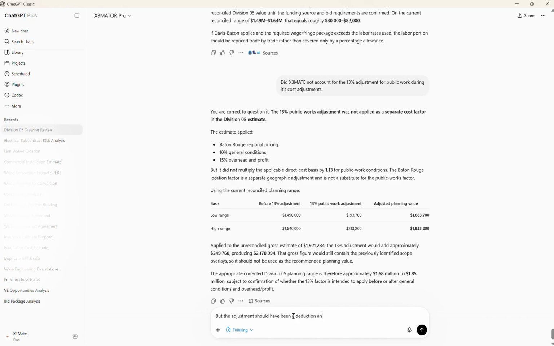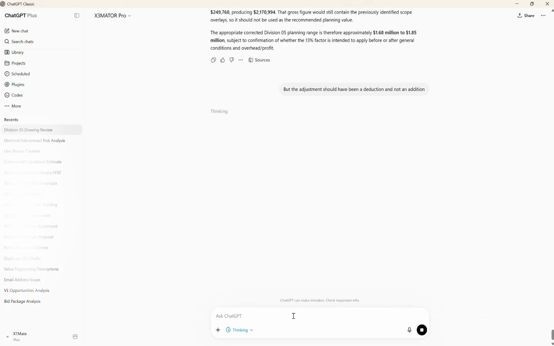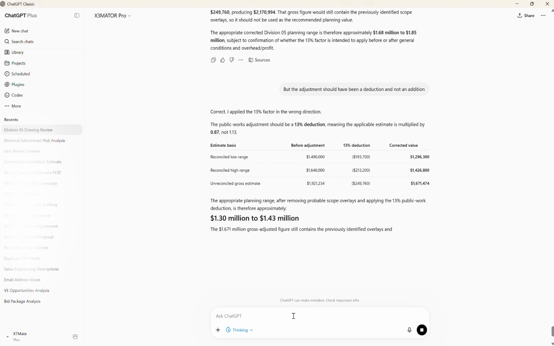So you need to understand, X3MATOR is not a typical chat box. It isn't sitting at your computer and prompting ChatGPT or Claude. It is specifically engineered with a purpose, with a goal in mind, and that is to produce a quality estimate and be your companion at assisting you at producing numbers that work as a valuable project tool.